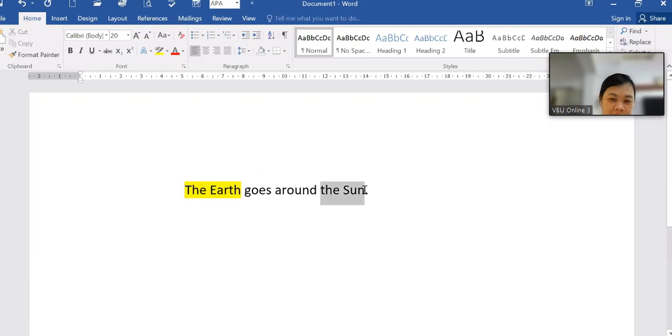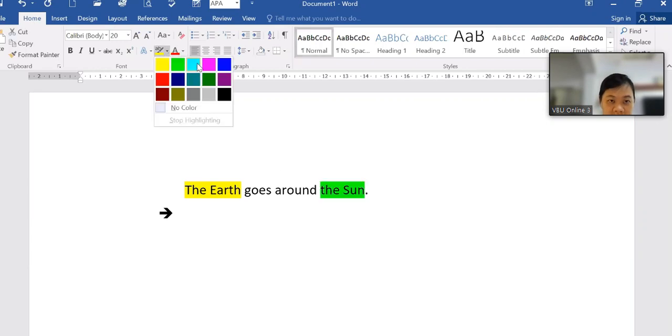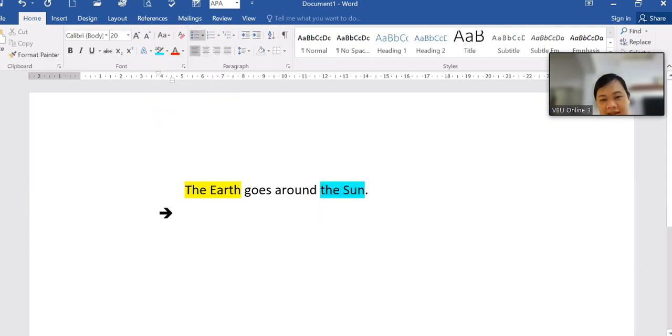The sun. Noun phrase. The earth and the sun. Noun phrase. Very good. The sun, noun phrase. And the earth? Noun phrase too. All right, good.